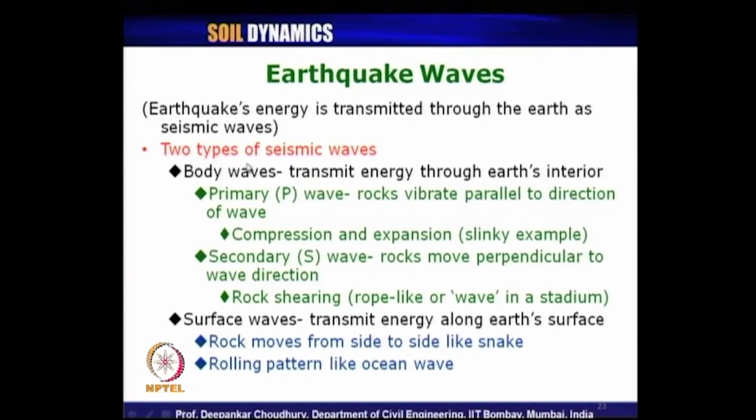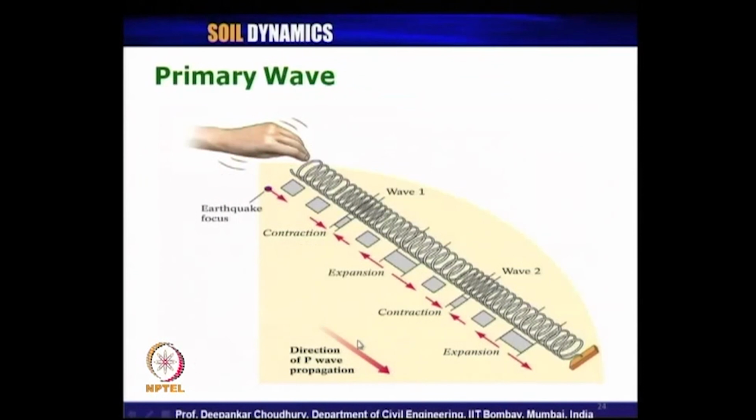Then the two types of seismic waves we have mentioned just now: body waves transmit energy through the earth's interior, that is, primary wave and secondary wave get generated, and surface waves transmit energy along the earth's surface. So, this is the basic nature of the primary wave. When it travels through a media, when the earthquake focus is there, the wave travels in this direction. This is the direction of P wave propagation. The sequential contraction and expansion of the media takes place. That is why it is also called compressional wave, primary wave or P wave.